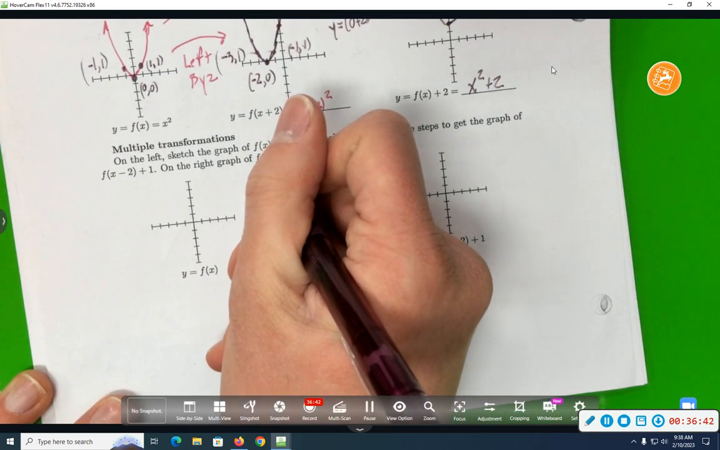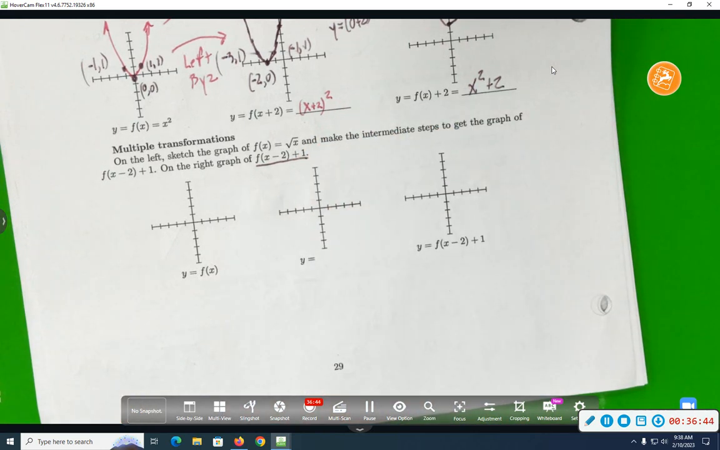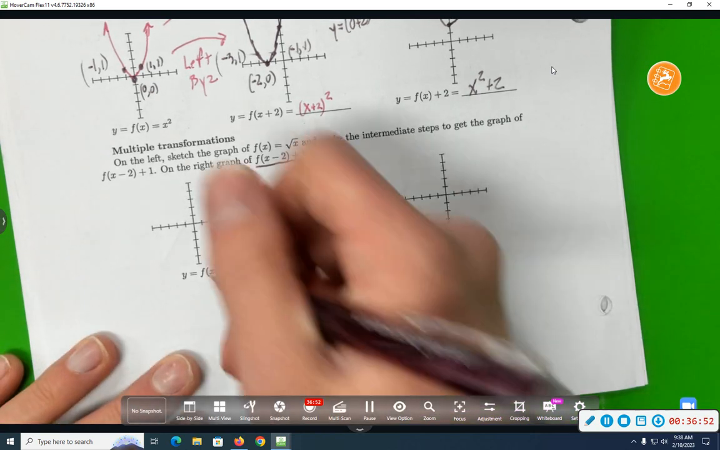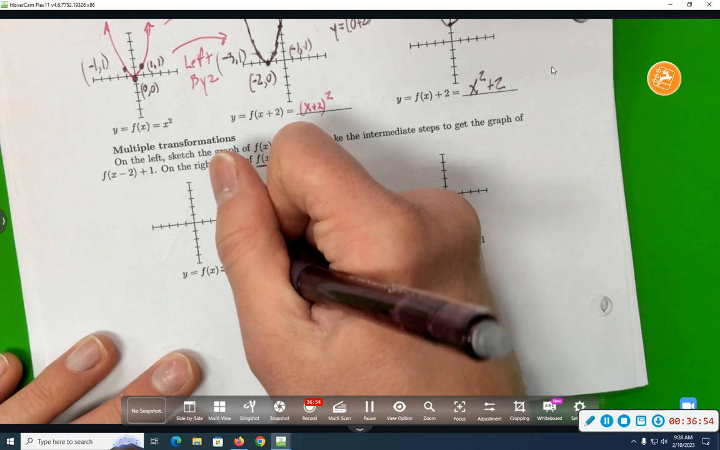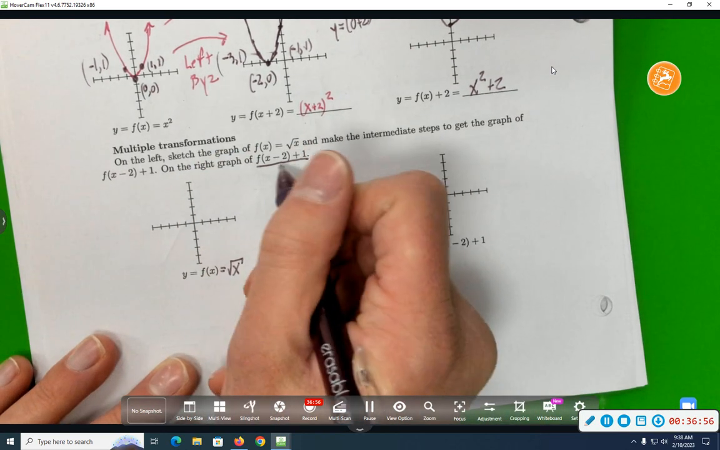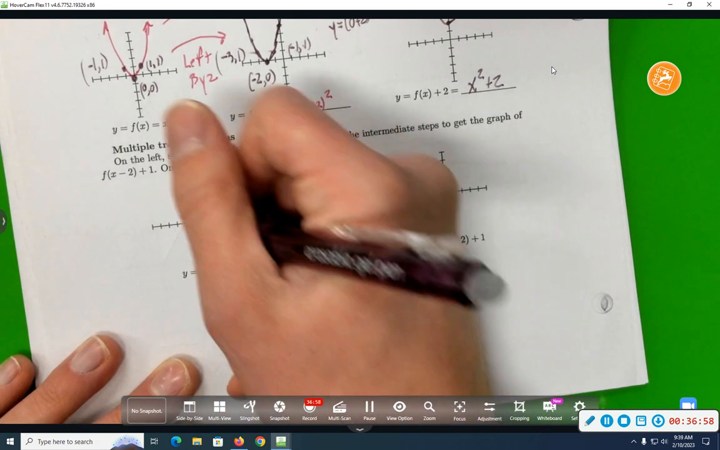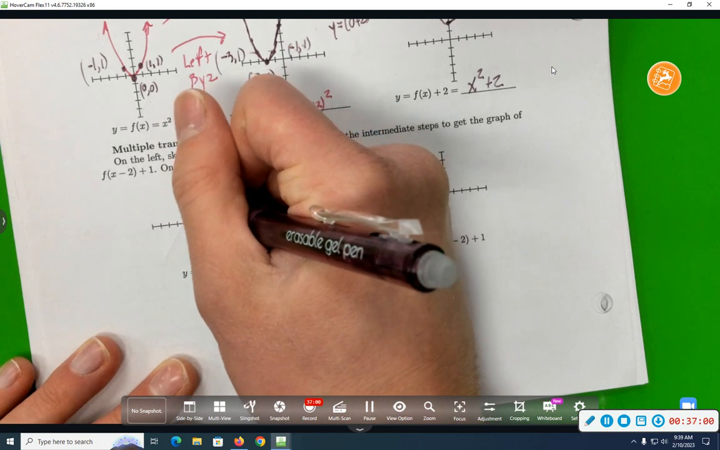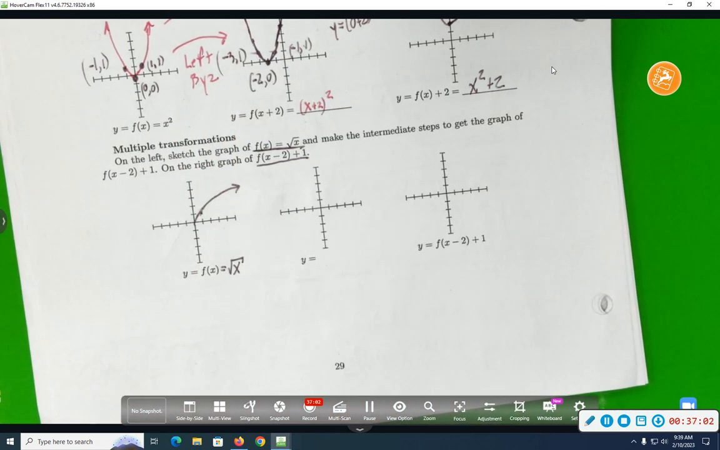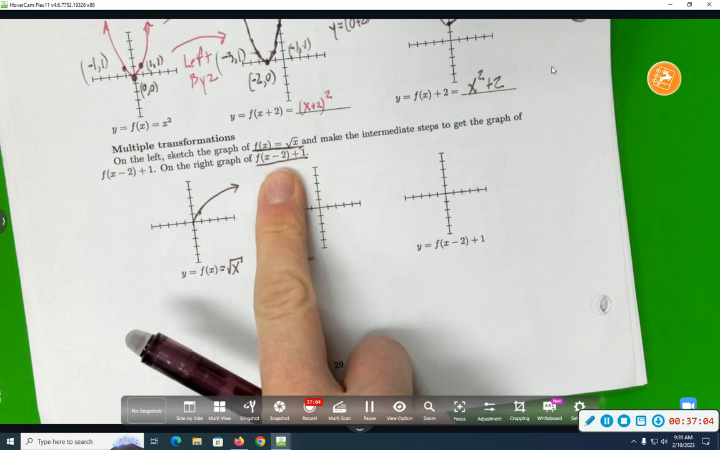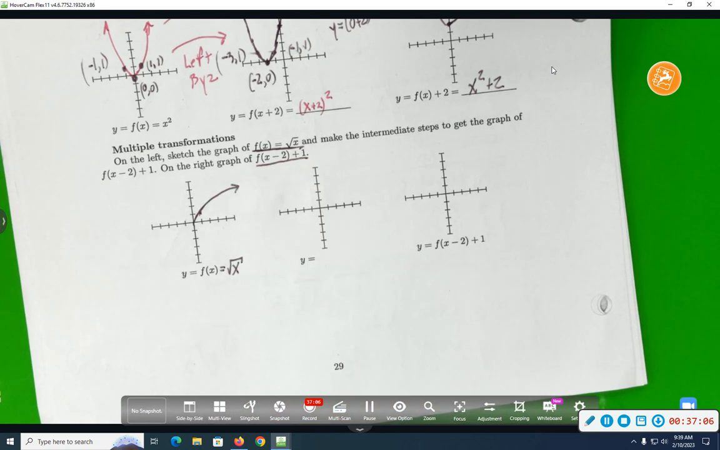Nice. You can put these together and get multiple transformations. Let's suppose you want to take a graph, subtract 2 from the input, and then add 1 to the output. Let's do each of those one at a time. So starting with y equals the square root of x, because that's the function we're starting with here, you know what the graph of that looks like. It does something like this. I want to get the graph of f of x minus 2, plus 1.